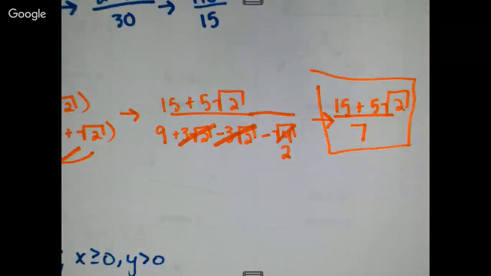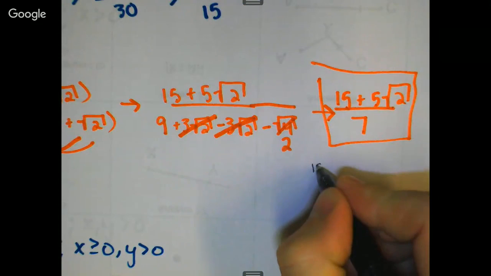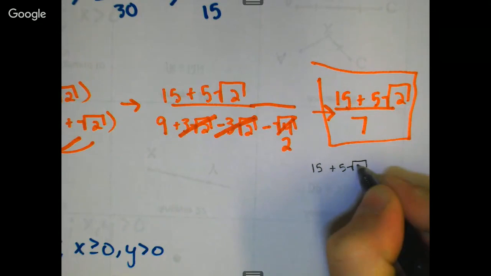If, like this, let's say we had 15 plus 5 radical 2 over 5.